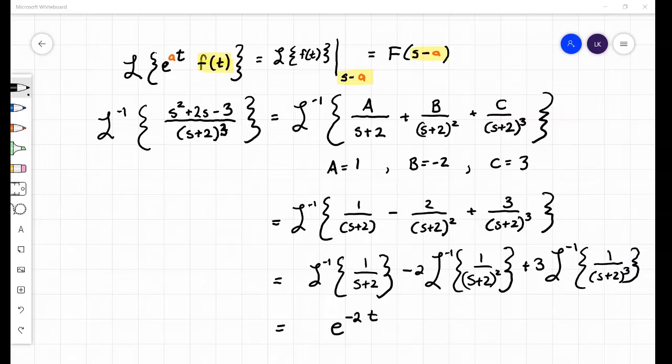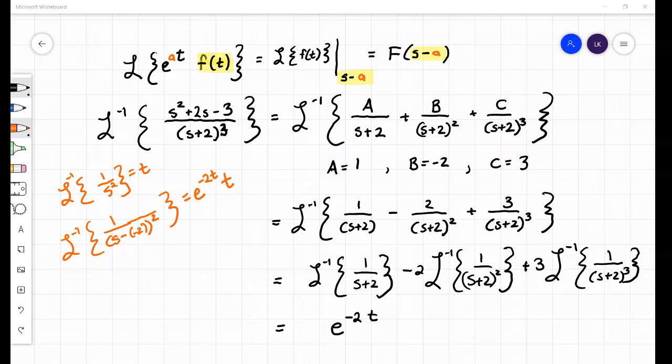We recognize the inverse Laplace of 1 over s plus 2 to be e to the negative 2t. We want to use the fact that the inverse Laplace of 1 over s squared is equal to t, except in our case we have 1 over s plus 2 squared. So that's just the inverse Laplace transform of 1 over s squared, where s has been shifted over by negative 2. So the inverse Laplace of 1 over s plus 2 squared would be this exponential accounting for the shift, and then the inverse Laplace transform of just 1 over s squared.